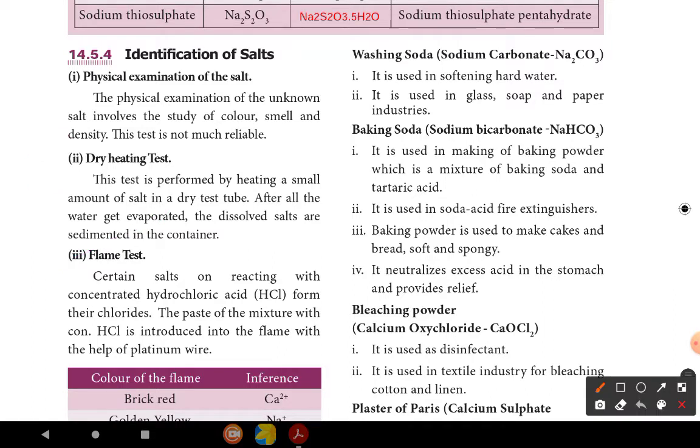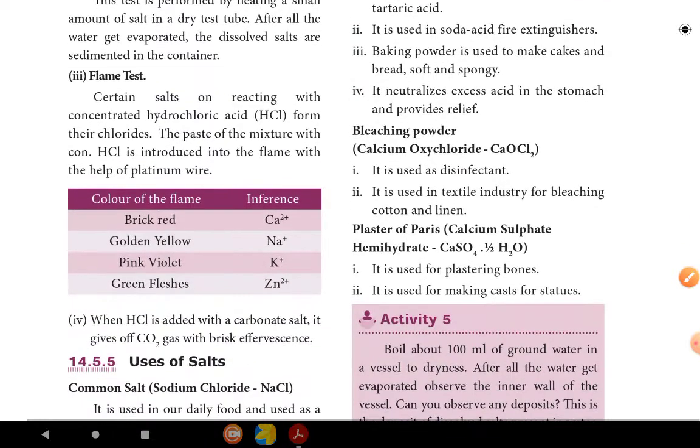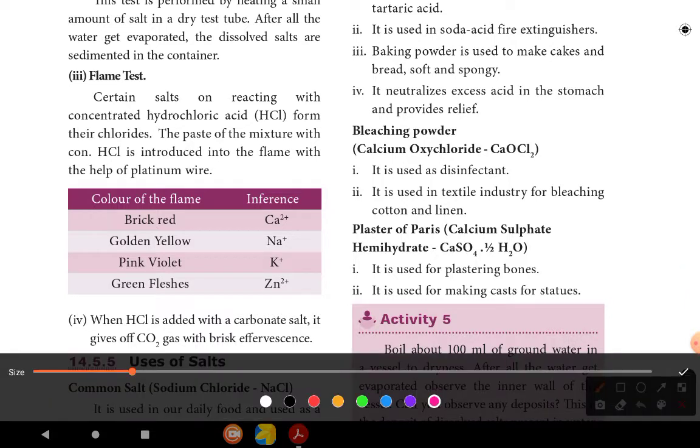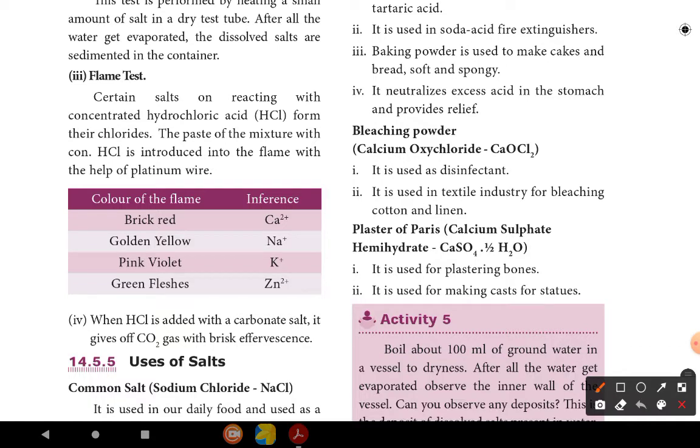What is the meaning of flame test? Let's go on to this flame test. Okay, children, flame test. The flame means the color the fire shows. Okay, the color of the flame. Certain salts reacting with concentrated hydrochloric acid. Some salts. So let's see what it is. Flame test. Certain salts on reacting with concentrated hydrochloric acid form their chlorides.